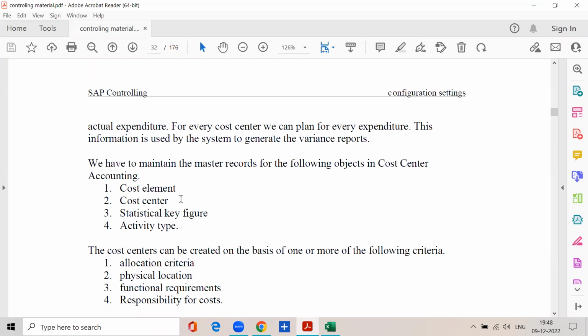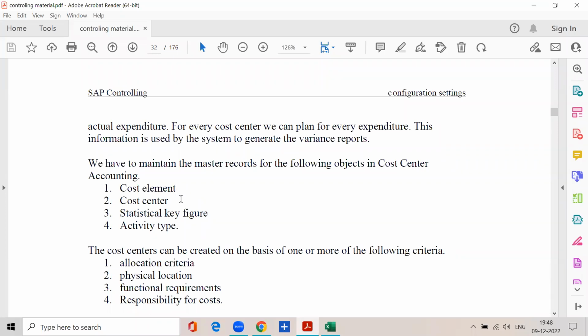In real-time projects, in cost center accounting, we have to design the cost centers. The question is, how many cost centers do you need to create? There is no fixed principle whereby we can say that in this industry we create this many cost centers. It depends upon the information requirement of your client company and also the knowledge of your controlling company.